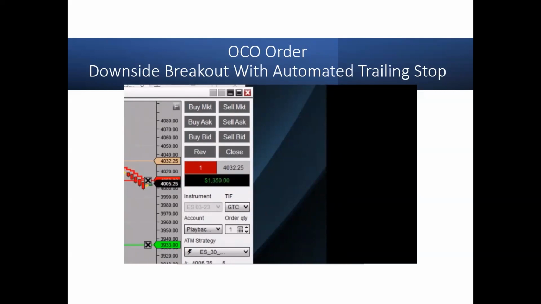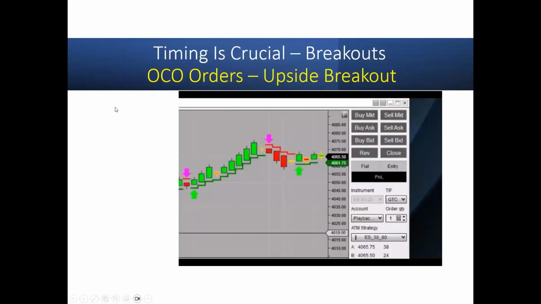Here we have that trailing stop that's moved down. We're consolidating again. We'll see if we break below consolidation. If we do, the trailing stop will be adjusted downward. The trailing stop, you can see, is that red line, at 3995.75 right now. And that's where we came out of the trade. So that was using an OCO order in the NinjaTrader platform to take advantage of these breakout situations.